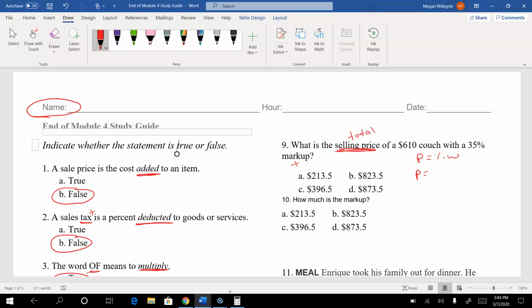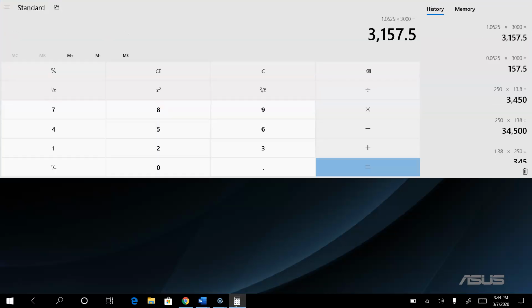When we want to know the total, we can take this and put it with 100%. Because to markup, I'm going to add 100% plus 35%. So I've got 135% times the whole, which would be 610. So 1.35, because I moved my decimal 2 places left, times 610. 1.35 times 610 equals 823.5.